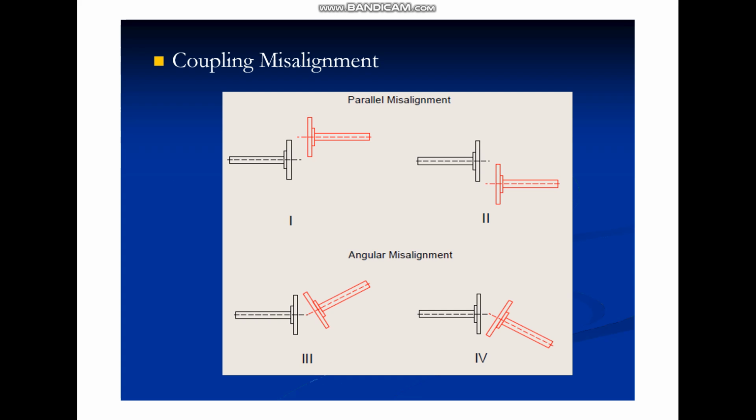So, causes of vibration in a machine: coupling misalignment. If two mating parts or two joining parts are not at the same position or not at the same angle, then a phenomenon known as misalignment occurs. So parallel misalignment or angular misalignment may cause an imbalance in the vibrating system, and the vibration will be more.